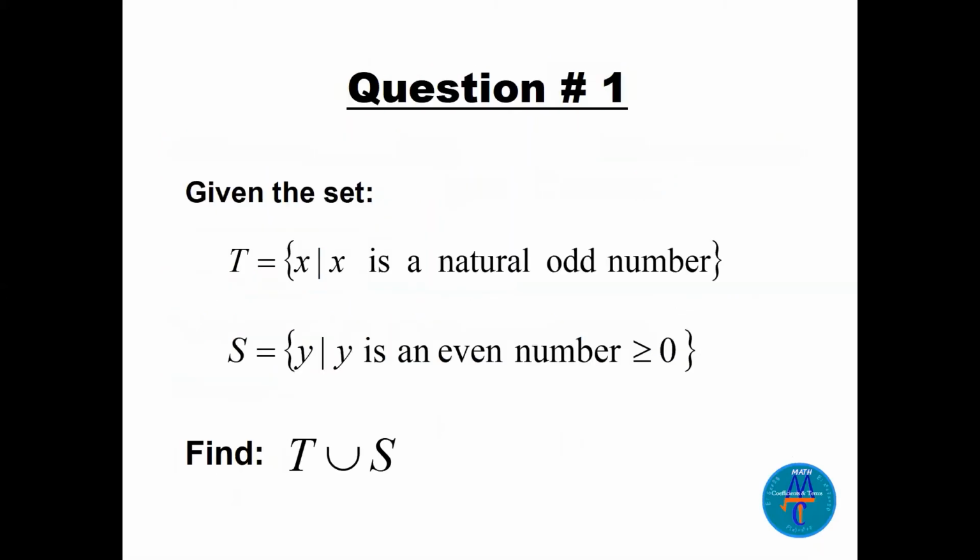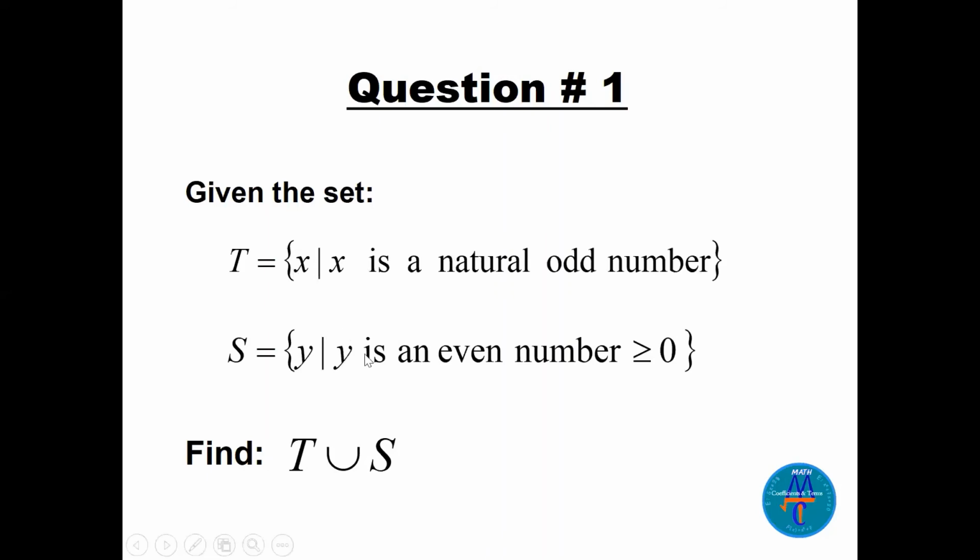Let's see question number 1. Given the sets T and S, we need to find T union S. So we need to practice here on the words, basic math terms. Natural odd number. You can see basic math terms about real numbers. You will find these definitions: natural number, odd number, even number. So T is x, such that x is a natural odd number. So it's natural and it is odd.